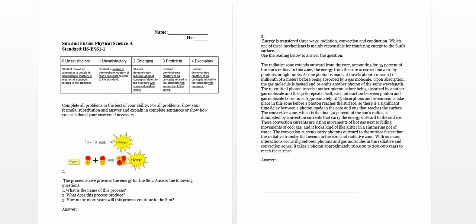Question 2 was strictly a reading question. And the key part here is, what is mainly responsible for transferring energy to the sun's surface? And as you read through this, they talk about molecules and so forth. But it's interesting to note the convective zone, which is the final 30%, dominated by convection currents that carry energy outward to the surface. That's almost a straight answer, word for word, of the question that was asked.